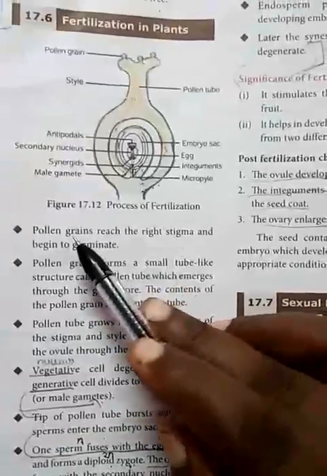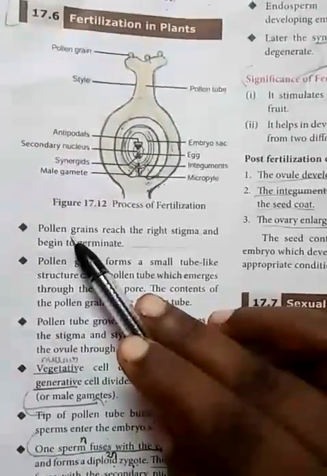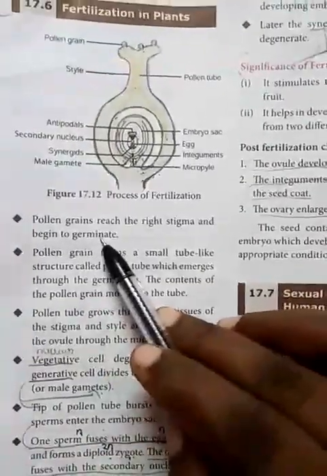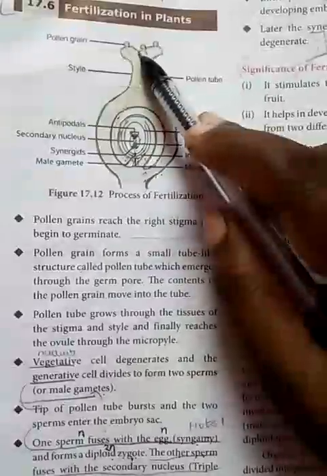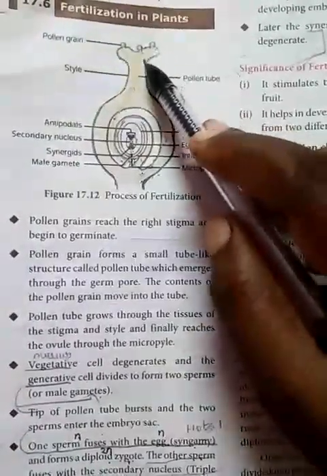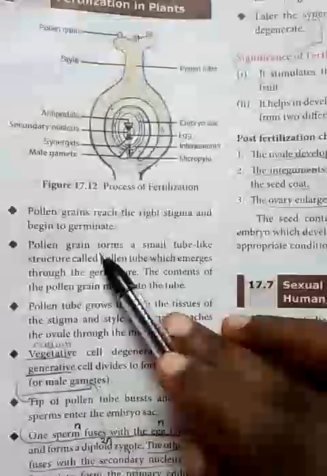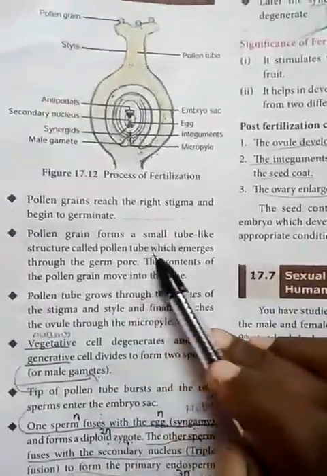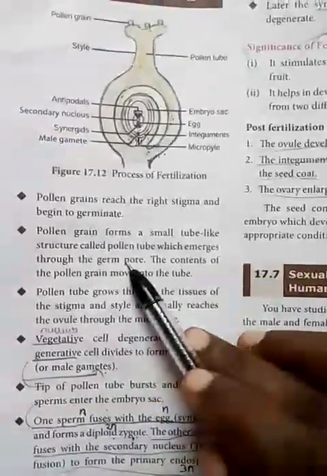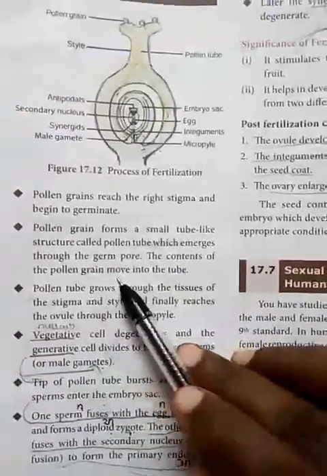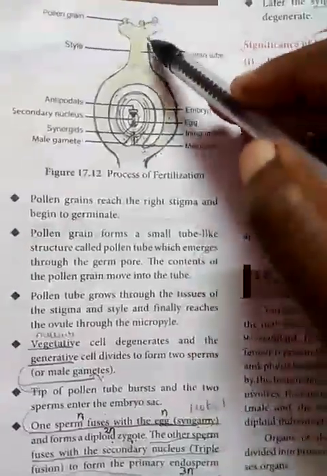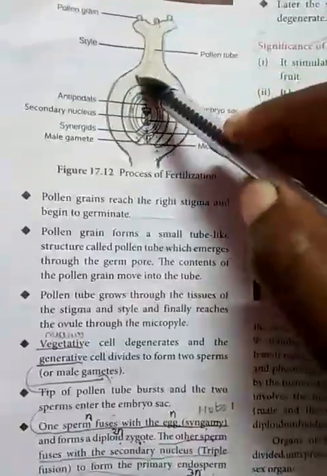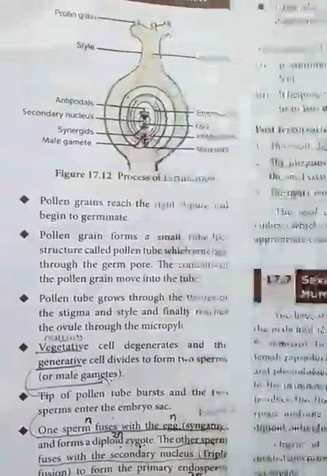So let's understand this process of fertilization. Pollen grains reach the right stigma and begin to germinate. Only when the pollen grains have been deposited over the right, suitable stigma will they germinate. The pollen grain forms a small tube-like structure called the pollen tube, which emerges through the germ pore. The content of the pollen grain moves into the tube.